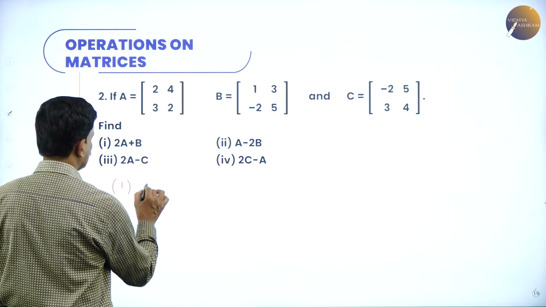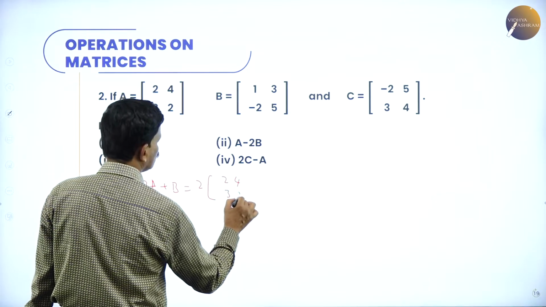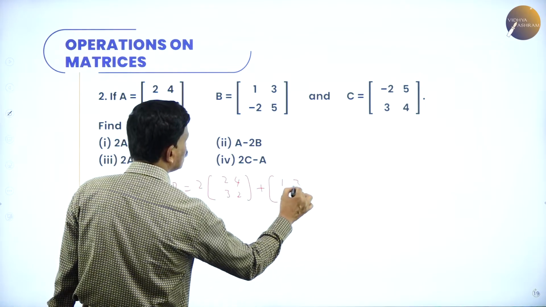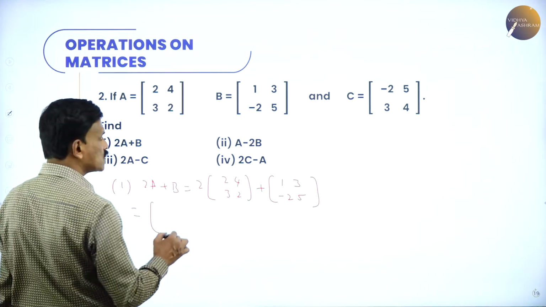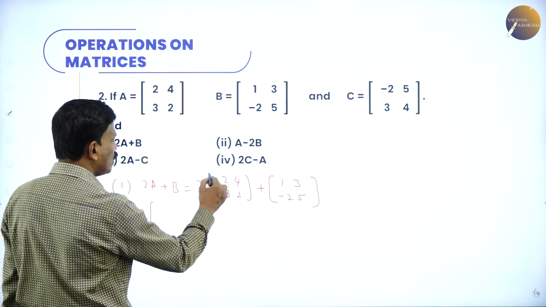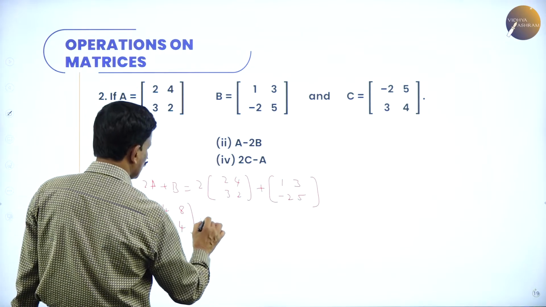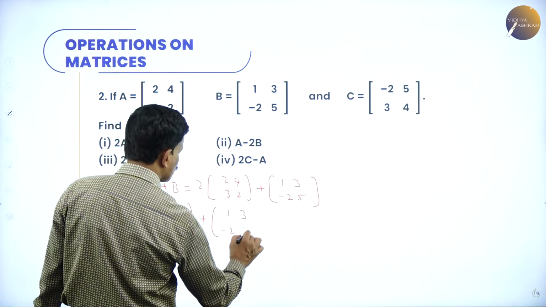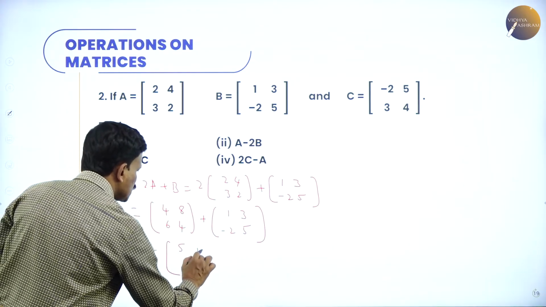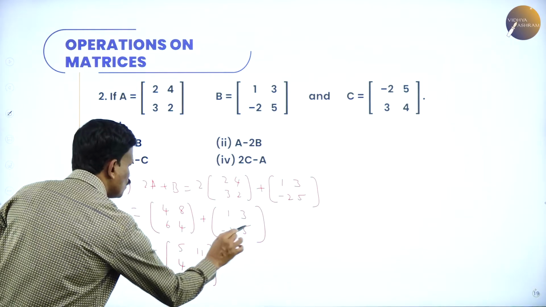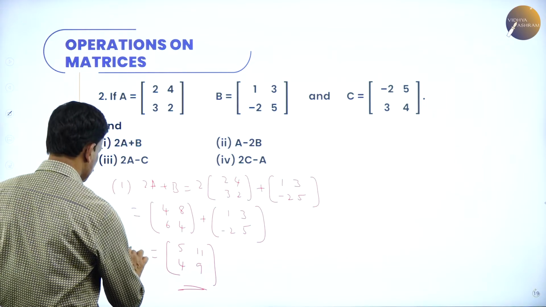Let me come to the first one, 2A plus B. 2 into what is A? 2, 4, 3, 2 plus B, 1, 3, minus 2 and 5. Now multiply each and every element by 2. That is called scalar multiplication. We have to multiply all the elements by 2. 2 into 2 is 4, 2 4s are 8, 2 3s are 6, 2 2s are 4, plus 1, 3, minus 2 and 5. Now add, corresponding elements must be added. 4 plus 1 is 5, 8 plus 3 is 11, 6 minus 2 is 4, 4 plus 5 is 9. This is the first answer. This is 2A plus B.